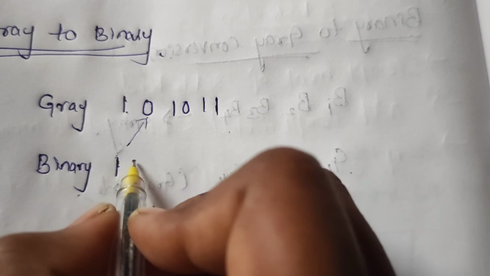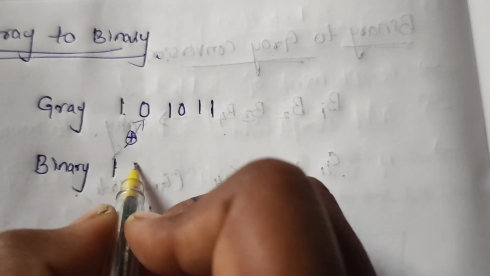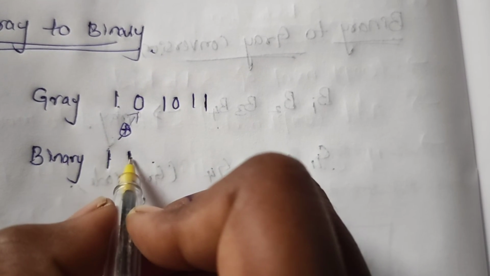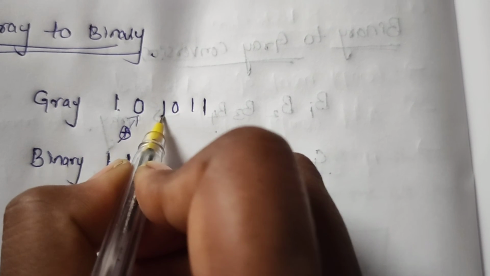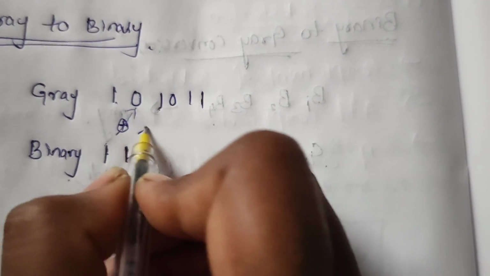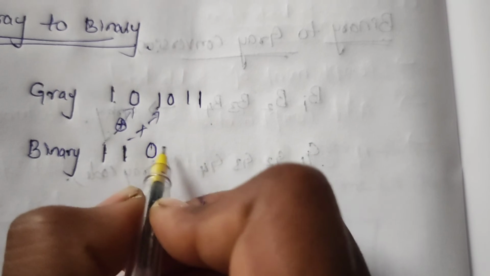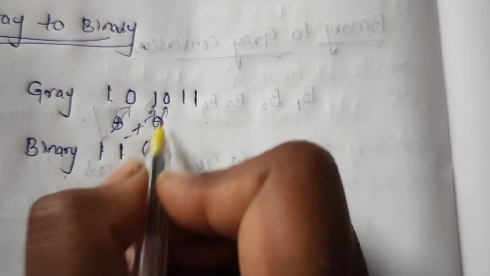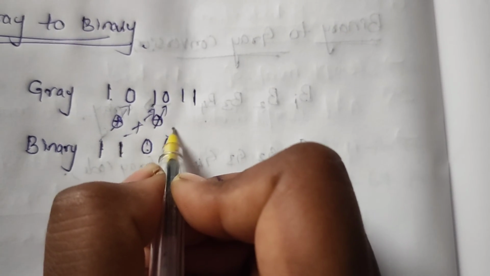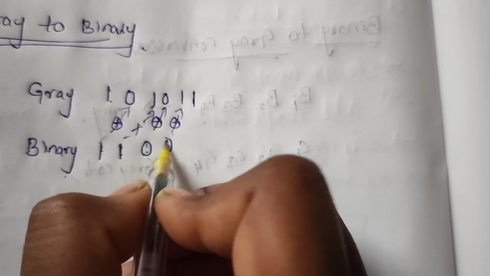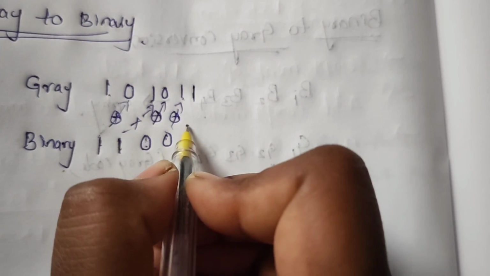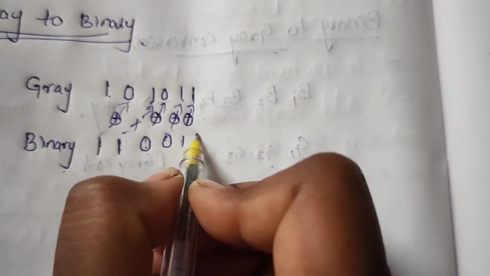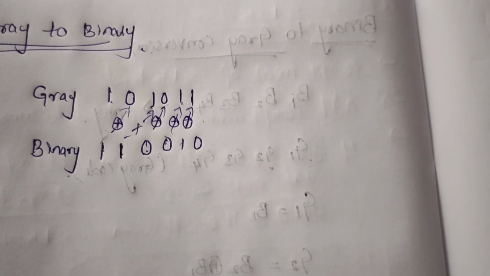So 1 XOR 0 is 1, and for the third bit we need to XOR this bit with the next bit of the gray code. So 1 XOR 1 is 0, and next this 0 is XORed with the next bit 0, giving 0. This is XORed with the next one, 0 XOR 1 gives 1, and 1 is XORed with the last bit, 1 XOR 0. So this is the gray to binary conversion.